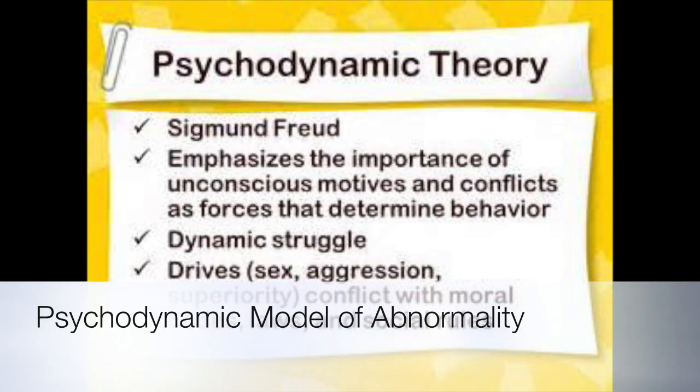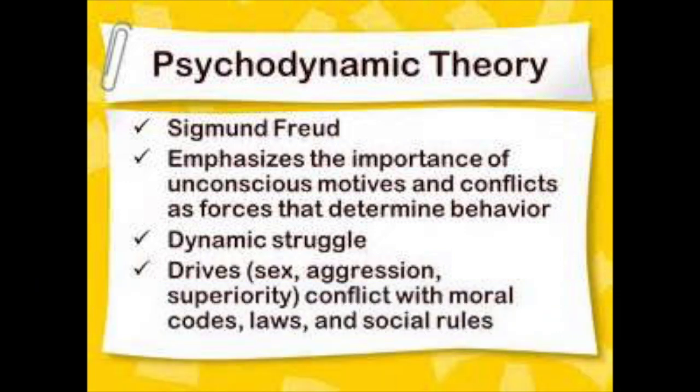Now let's go over the psychodynamic model of abnormality. The psychodynamic model is the oldest and most famous psychological model. It is based on the belief that a person's behavior is largely determined by underlying dynamics, that is, interacting psychological forces of which he or she is not even aware. This model proposes that abnormal symptoms are the result of conflict among these forces.